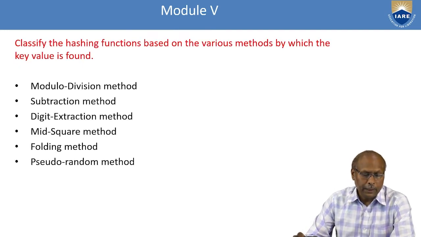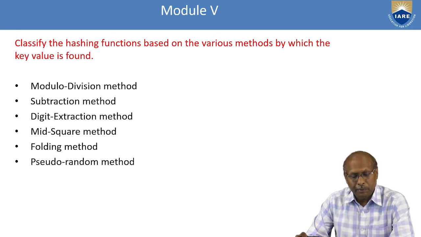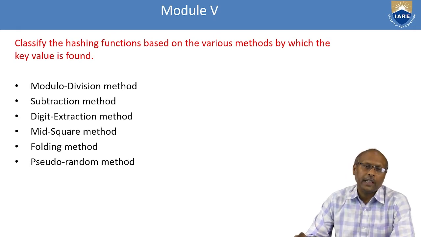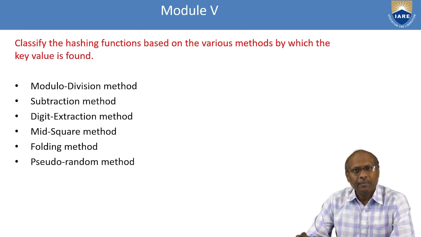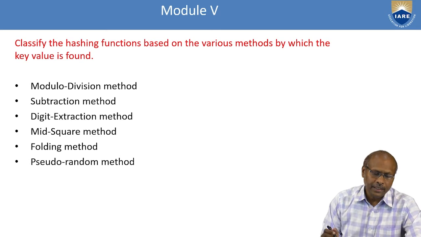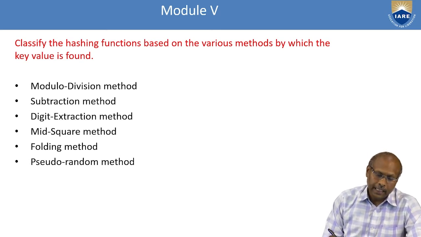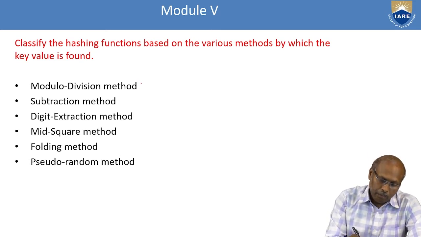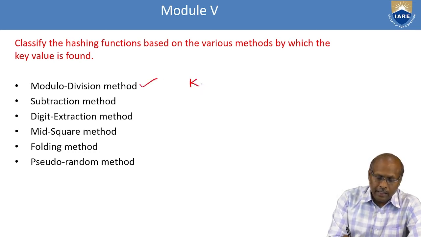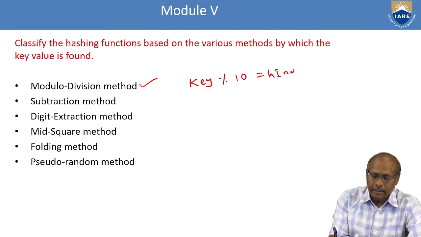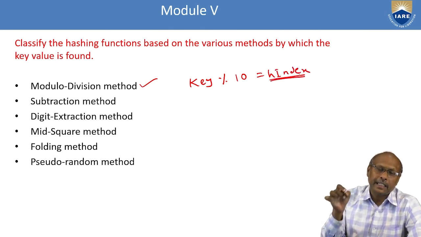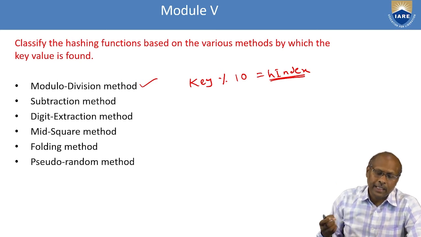Next question. Classify the hash functions based upon the various methods by which the key value is found. What are the different types of hash functions, so that you can retrieve the hash index? From that hash index, you can retrieve the value. There are various hash functions. One is modular division. That means key modulus some division value, key modulus 10. That gives the hash index. That index is my point from where I can retrieve the data.